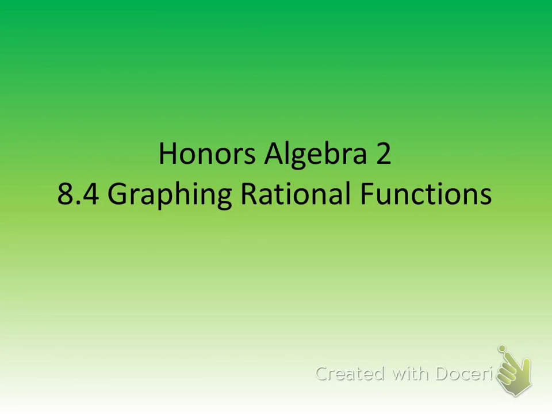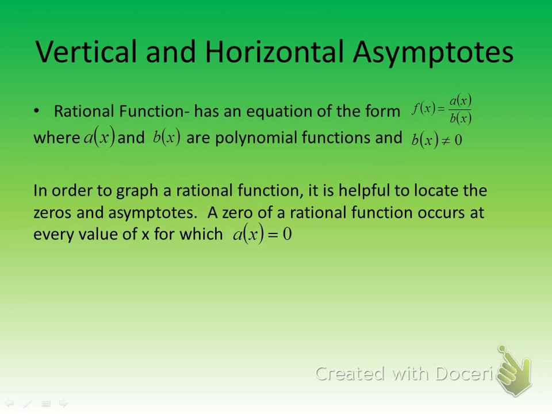Graphing rational functions. Here we go. The vertical and horizontal asymptotes are where this starts, and I'm hoping this is what we get through today. Okay, so now to define these rational functions, they are different than reciprocal functions. Reciprocal functions from 8.3 had 1 as its numerator, or some number. Right, 1, 2, 3, 4, whatever. It was a number in the numerator.